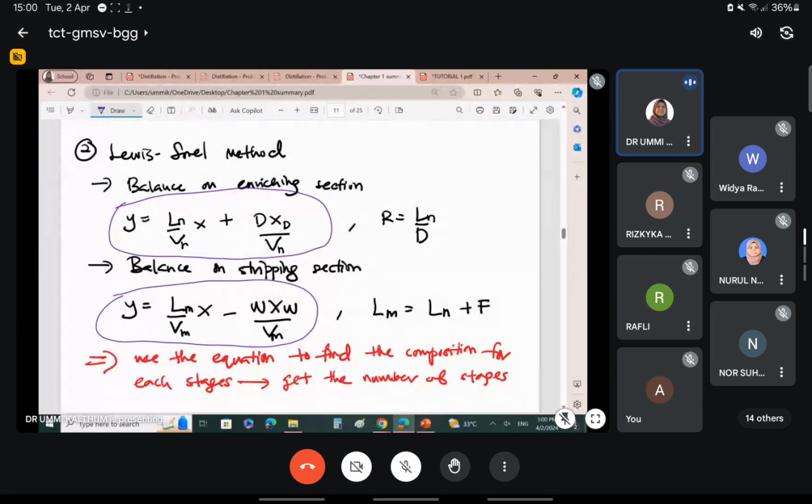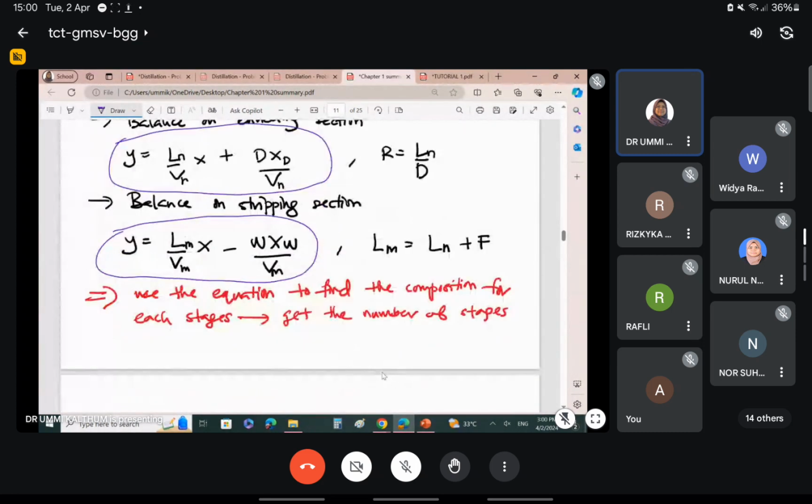Okay, so yang bagusnya Lewis Sorel ni you boleh tahu berapa composition setiap stages. Okay, berapa composition of liquid dan berapa composition of vapor in equilibrium. Okay, ada soalan? Ada soalan, saya teruskan.